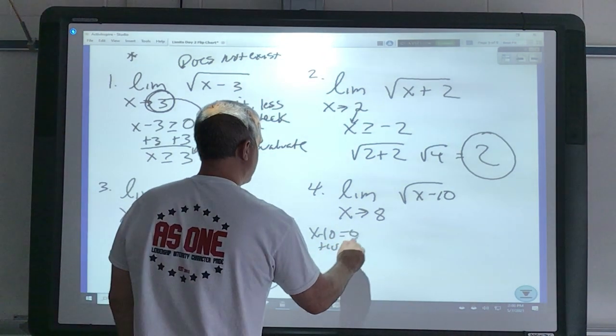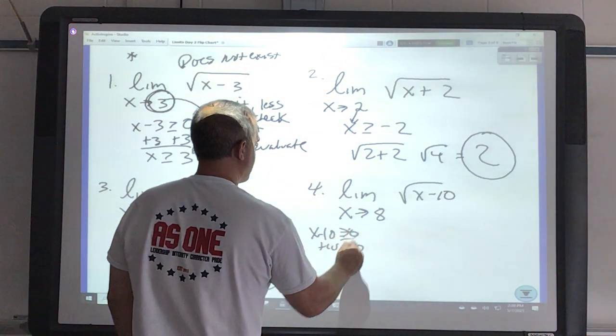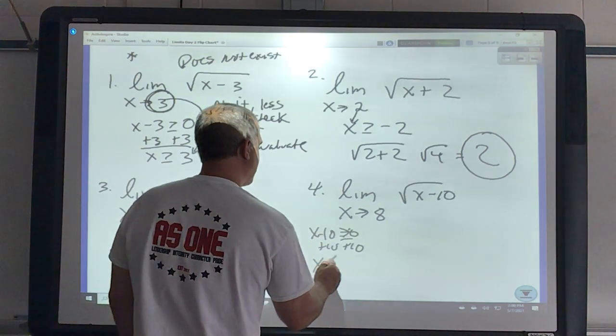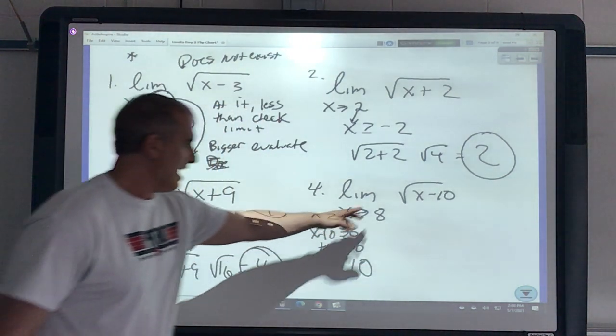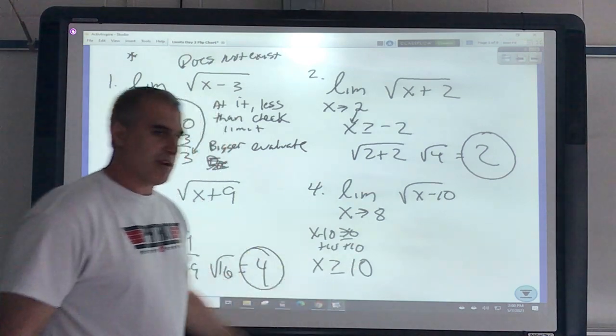Okay, now this one, if I go to find the domain on this one, I would set that equal to 0. It's got to be greater than or equal to 0. So the idea is x would have to be greater than or equal to 10. Well, this is a real problem because 8 is not greater than or equal to 10.